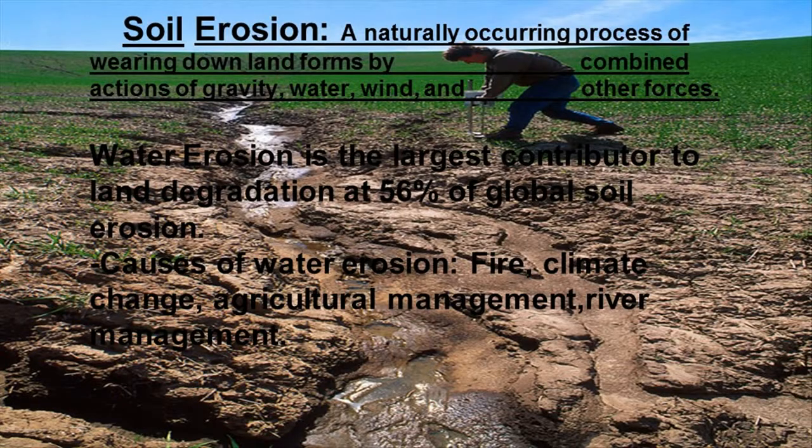Soil erosion, a naturally occurring process of wearing down landforms by combined actions of gravity, water, wind and other forces. Water erosion is the largest contributor to land degradation at 56% of all global soil erosion. Causes of erosion: fire, climate change, agricultural management, and river management.